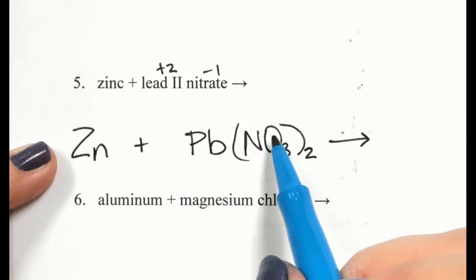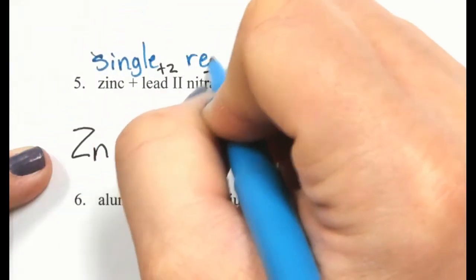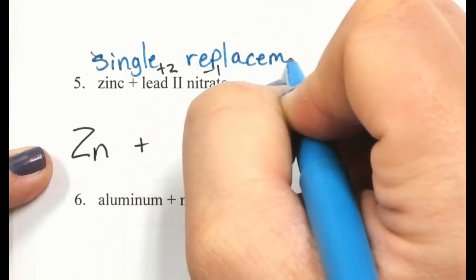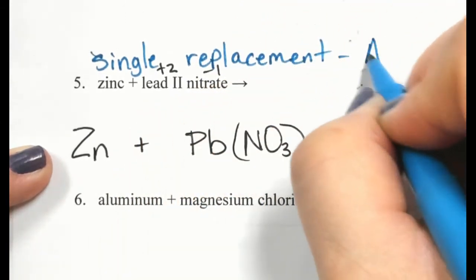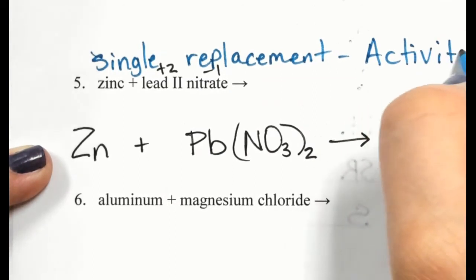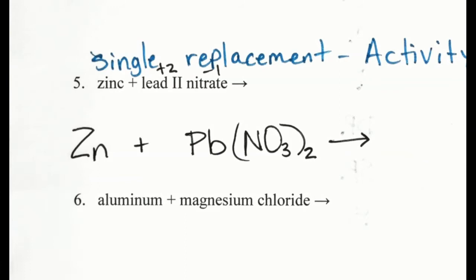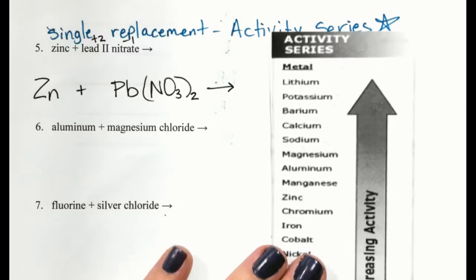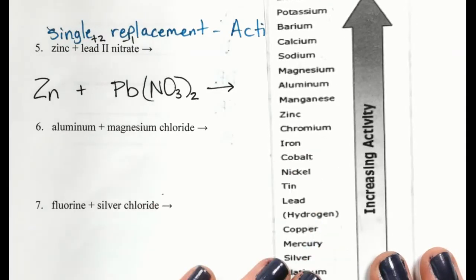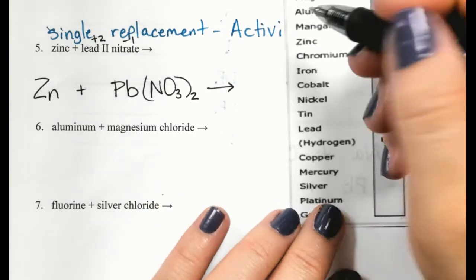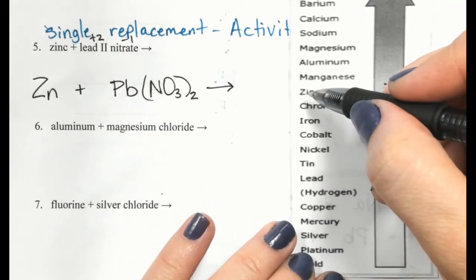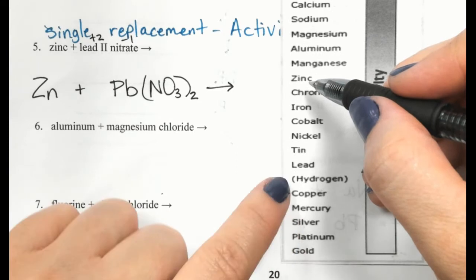Single element and a compound, this is going to be a single replacement reaction, which means you have to use an activity series in order to determine will this reaction actually happen. So an activity series, this, and we can see that the zinc is here and the lead is here.